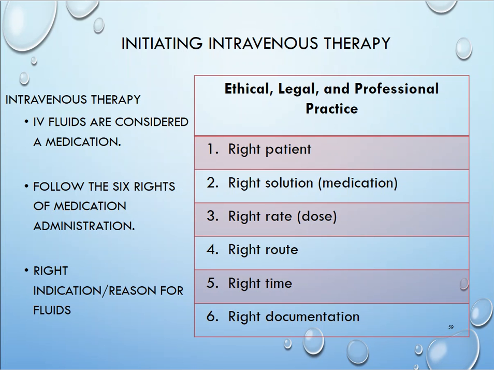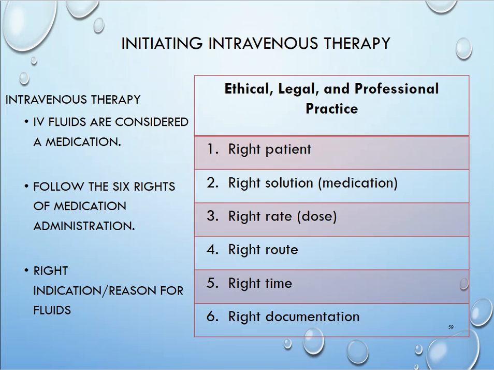So the right rate with IV fluids is basically the dose part of the rights of medication administration. And so we have to verify that the IV is infusing at the ordered rate. The right route: certain IV fluids, such as TPN, are too hypertonic to be administered through a peripheral site, for example. And then the right time. The IV, if it is infusing correctly, should finish at a designated time.